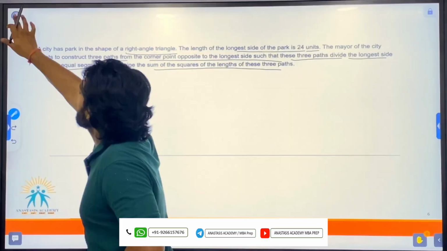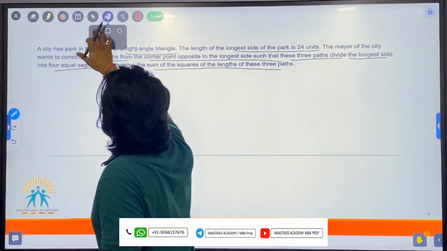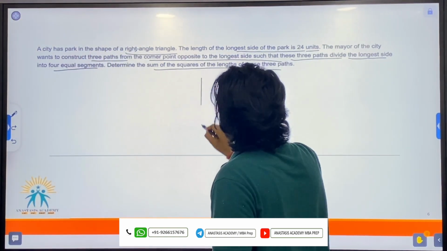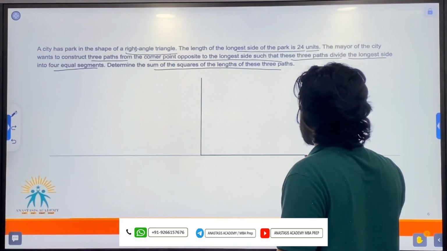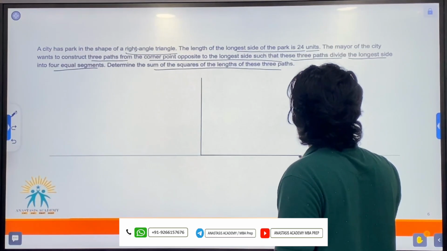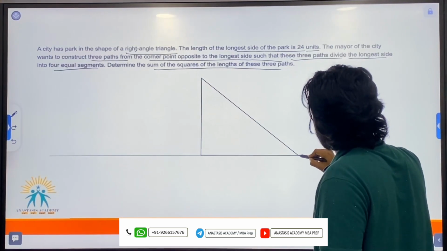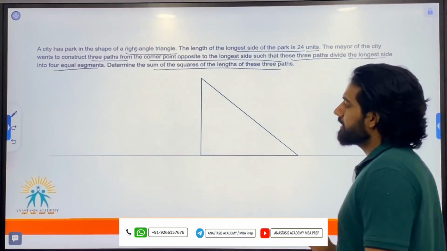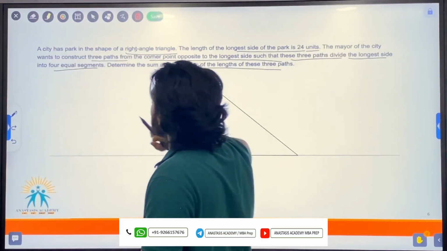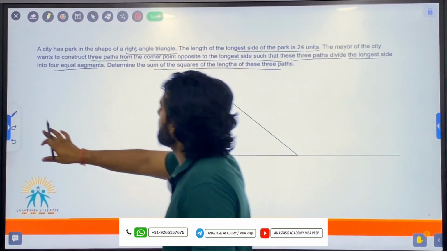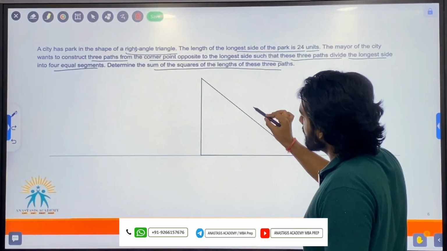First of all, let's make the diagram. So a right angle triangle is there, because it is given that the park is in the shape of a right angle triangle, right? Now the 3 paths have to be constructed from this point to the longest side, whose length is given as 24.